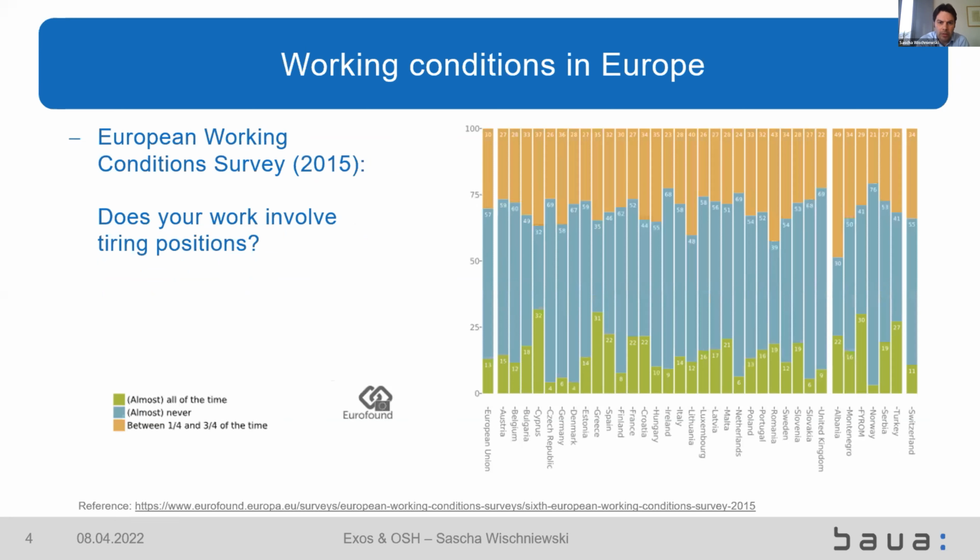There was another question in this survey: does your work involve tiring positions, awkward working positions? So this is maybe more the target area for upper body exoskeletons. And here, the graphic is a little difficult to read, but we can see that 50% or 60% say almost never, but the rest say, well, either this is between 25% and 75% of my working time, or this is all the time. So basically, I think what we can see from these two slides is that there are physically challenging working conditions out there in Europe.